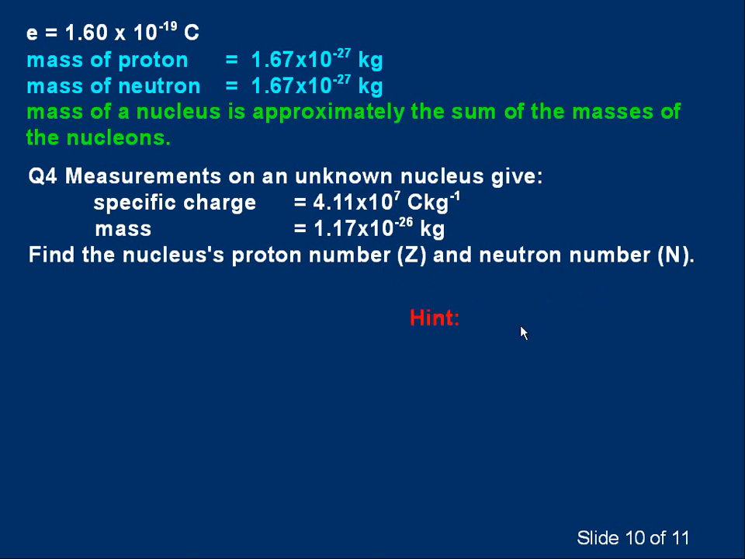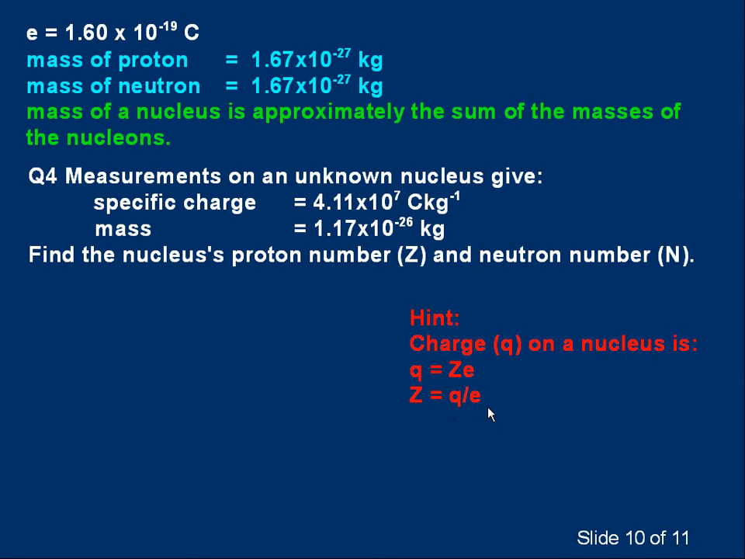Here's the hint. First of all, the charge Q on a nucleus is given by this. The charge is the number of protons, Z, times the elementary charge, the charge on one proton. So if we want the atomic number Z, we can take the charge on the nucleus and divide it by the elementary charge. Now if you want to pause here and do it, if you needed the hint, you can.